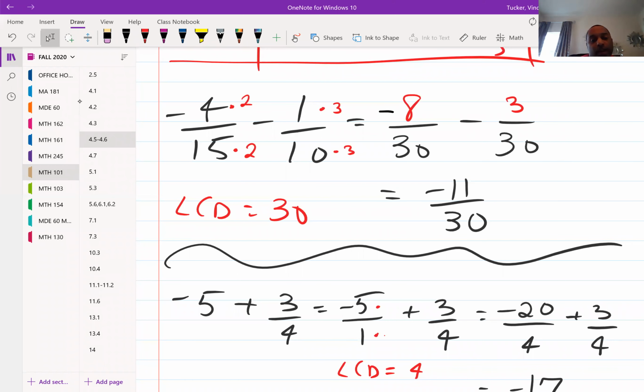Next one, we have negative 5 plus 3 over 4. Negative 5 as a fraction would be negative 5 over 1. So don't forget, any number standing alone, you can write as a fraction by putting it over 1.